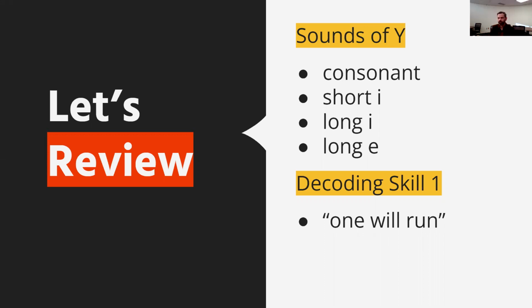We also learned about decoding skill number 1, which says that when there is one consonant between two vowels in a multisyllabic word, that consonant will run or move with the second syllable. This is an important skill to help us start decoding and understanding the pronunciation of much longer words. Remember that these skills not only help with pronunciation, but they can help with spelling and writing and even reading. So understanding the English spelling and sound system helps us in a variety of different skills in English.